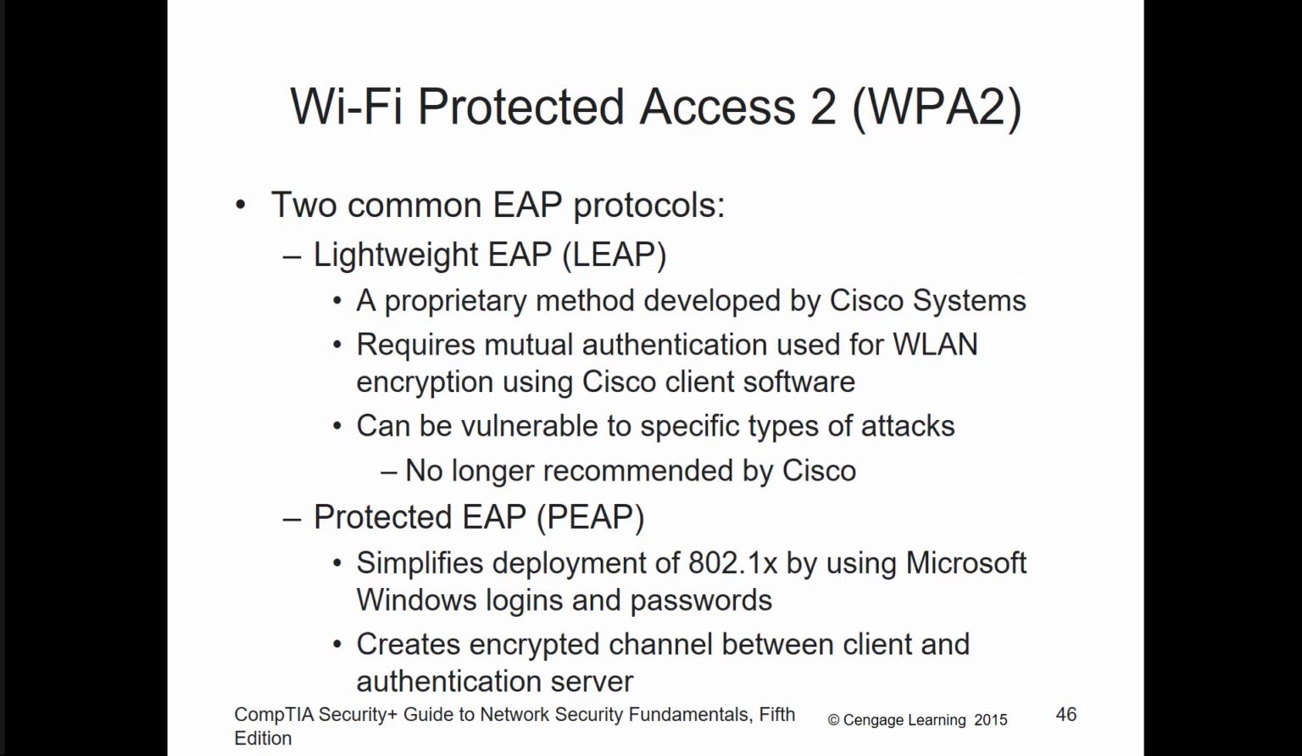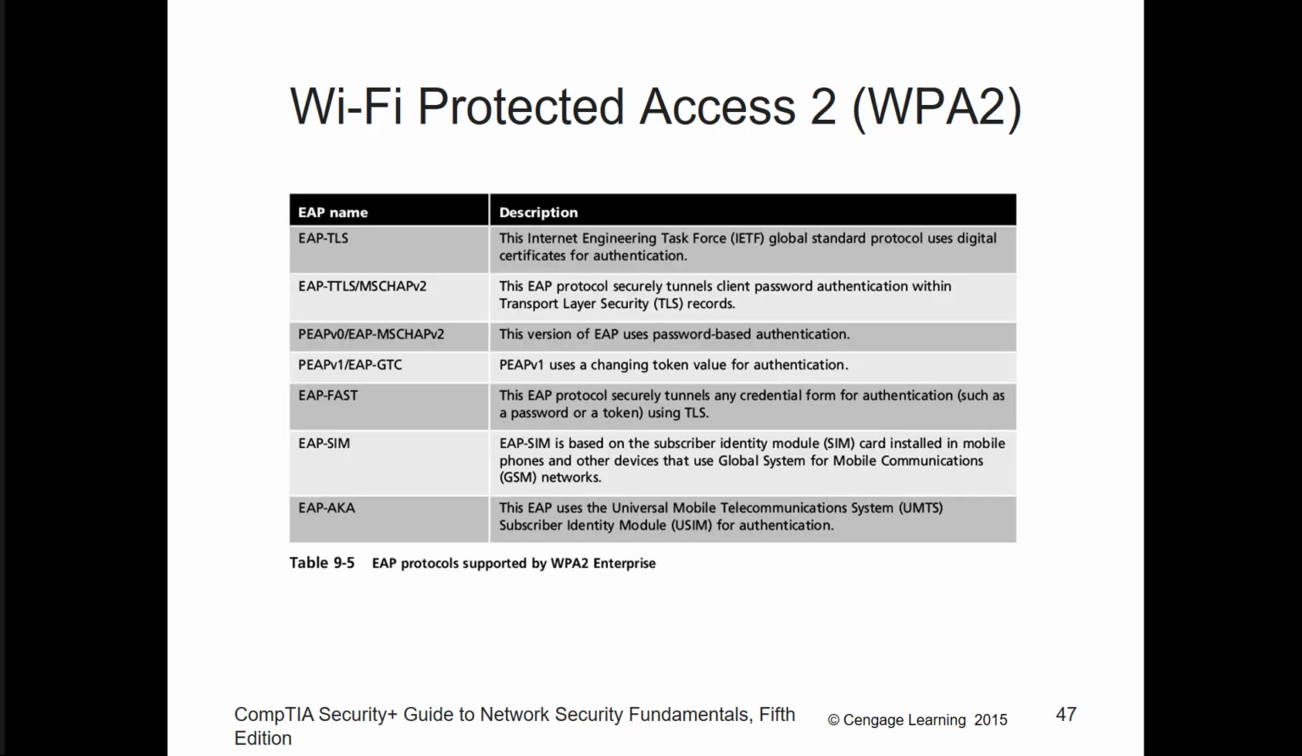There are 2 common types of EAP, which are the Lightweight EAP and the Protected EAP, LEAP and PEAP. LEAP is proprietary to Cisco. PEAP is a simplified deployment of 802.1x by using the Microsoft login and password without the need for additional services. It does create an encrypted channel between the client and authentication server to share. And here are the different types of EAPs.